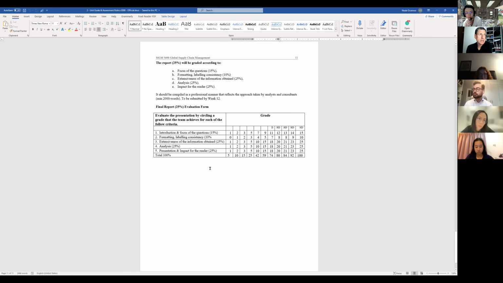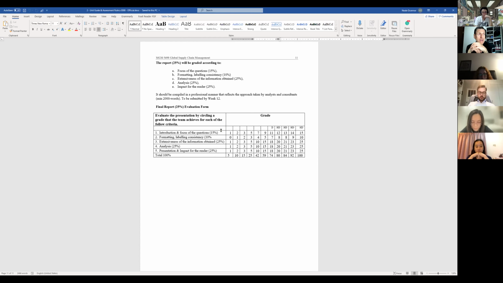Okay, introduction, focus of the questions. Obviously, that's going to be the first 1 or 2 pages. Formatting, labeling, consistency. If you have a table, what is the name of the table? What is the number of the table? Are you referring to that table in the text? And if you use 10 point for one table, are you using 10 point font for the other table? Are you consistent?